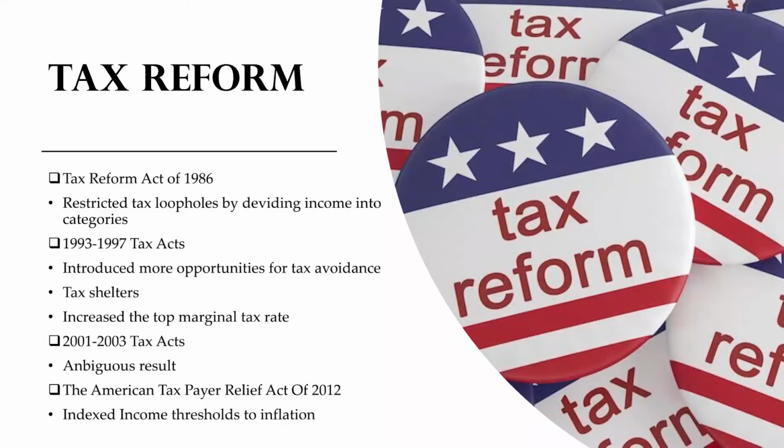Okay, the 1993 to 97 tax acts. These introduced more opportunities for tax avoidance, provided tax shelters, and increased the top marginal tax rate. In 2001 to 2003, under the George W. Bush administration, these tax acts produced some positive results, but also negative results, so the result from these is ambiguous. And the American Taxpayer Relief Act of 2012, under the Obama administration, indexed income thresholds to inflation.